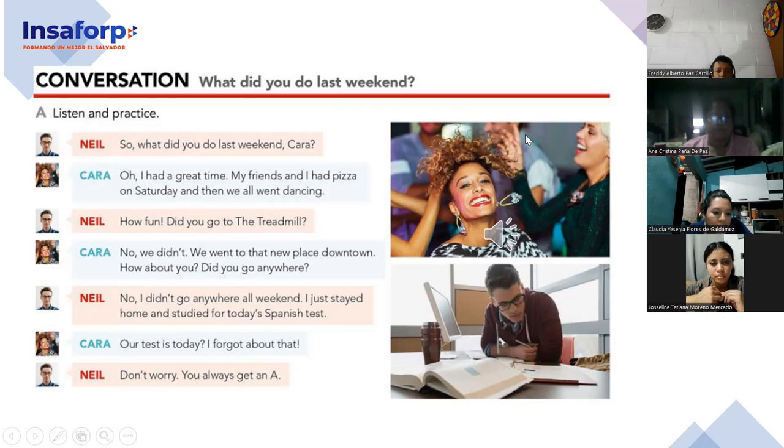Unit 7. We went dancing. Page 44. Exercise 2. Conversation. What did you do last weekend? Part A. Listen and practice. So what did you do last weekend, Kara? Oh, I had a great time. My friends and I had pizza on Saturday, and then we all went dancing. How fun! Did you go to the treadmill? No, we didn't. We went to that new place downtown. How about you? Did you go anywhere? No, I didn't go anywhere all weekend. I just stayed home and studied for today's Spanish test. Our test is today? I forgot about that. Don't worry. You always get an A.